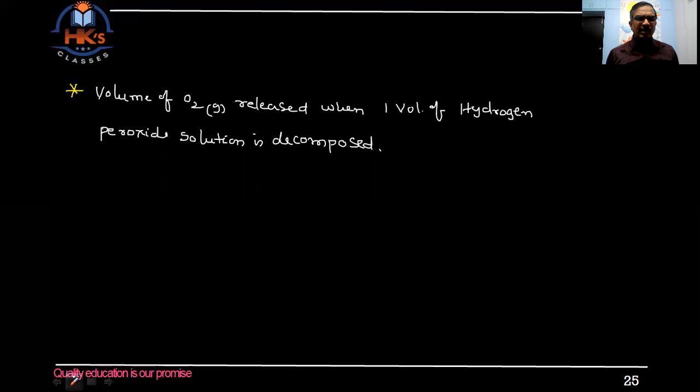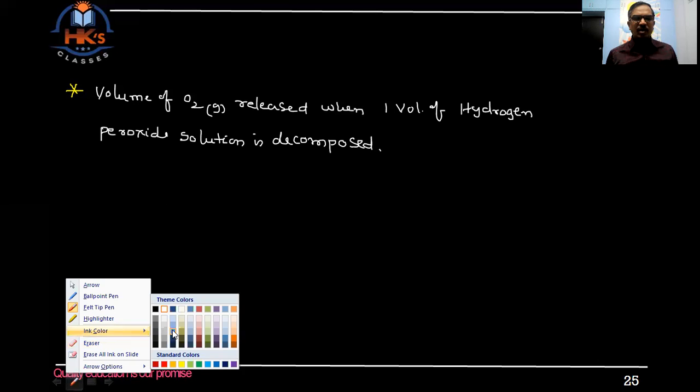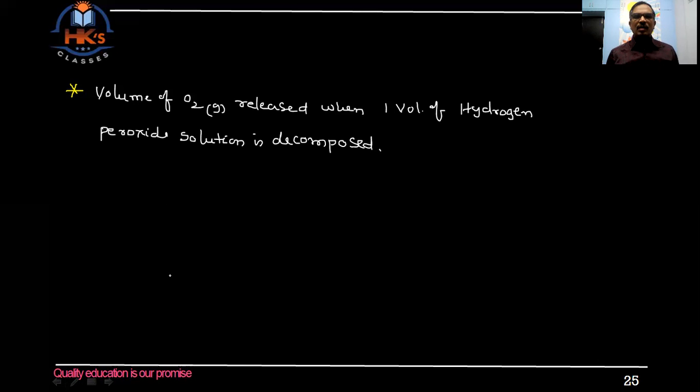In general, we are aware that hydrogen peroxide on decomposition gives water as well as oxygen. So I am writing the equation where 2 moles of hydrogen peroxide liquid decomposes to give water, liquid, as well as oxygen gas. This is the stoichiometric equation. In this stoichiometry, 2 moles of hydrogen peroxide give 1 mole of oxygen.